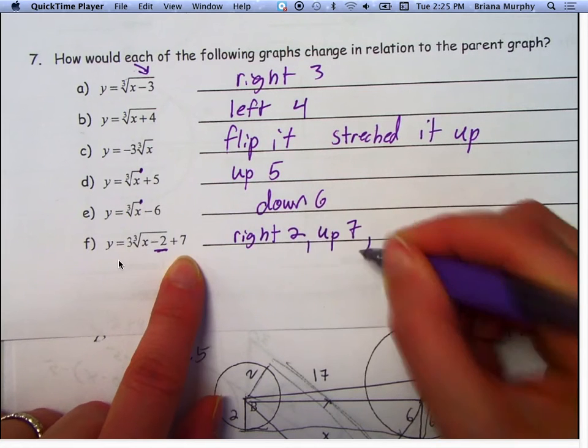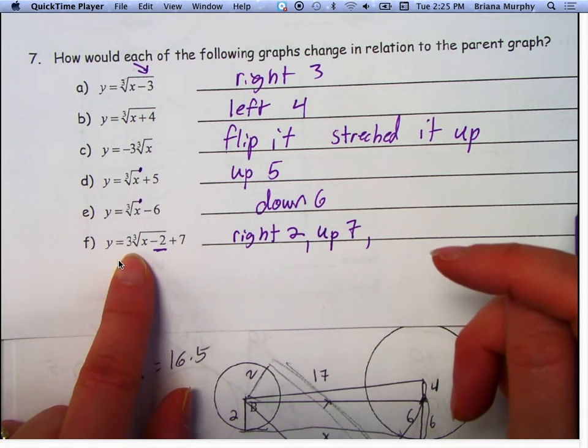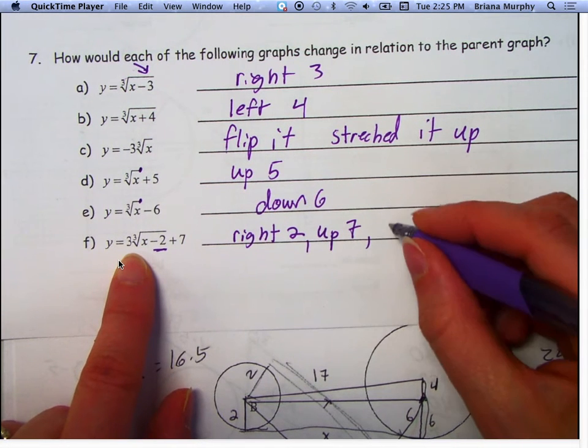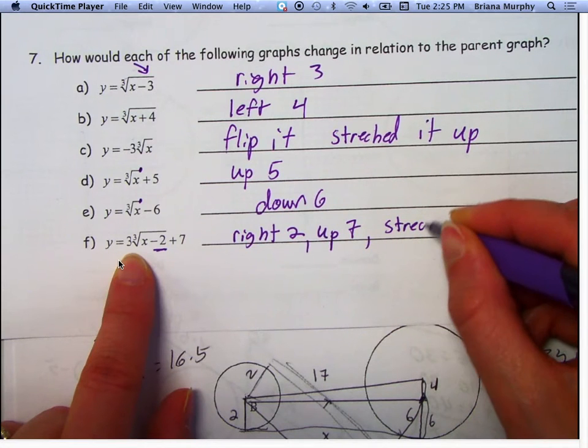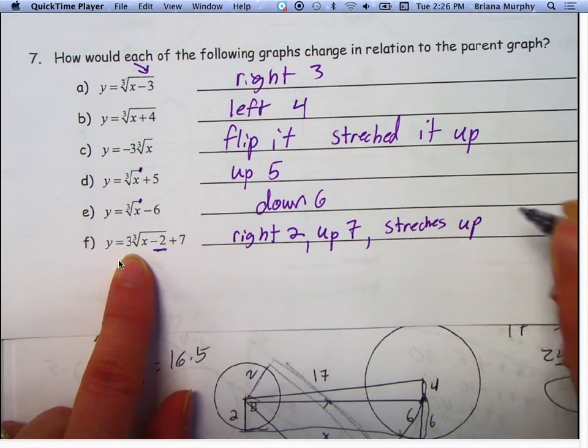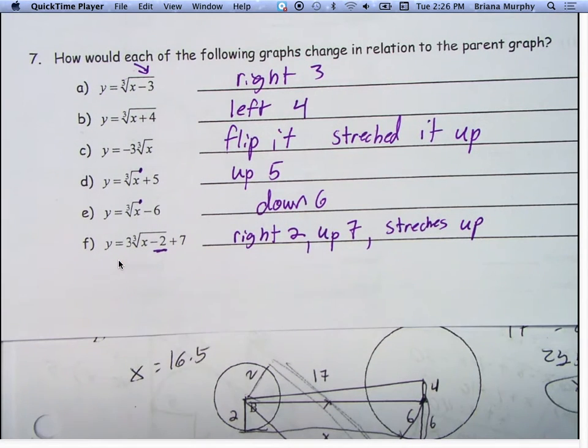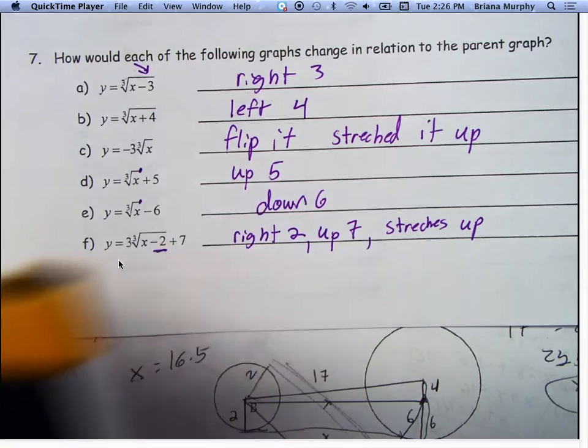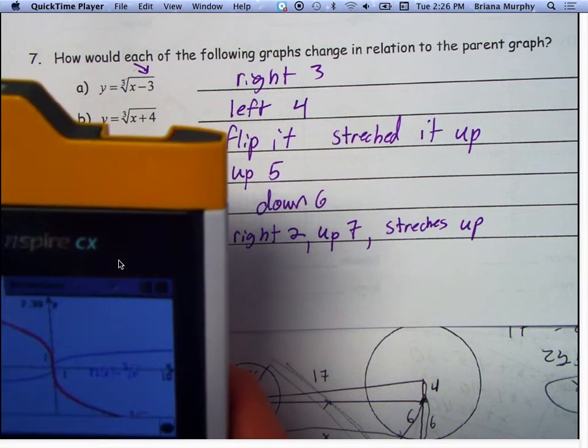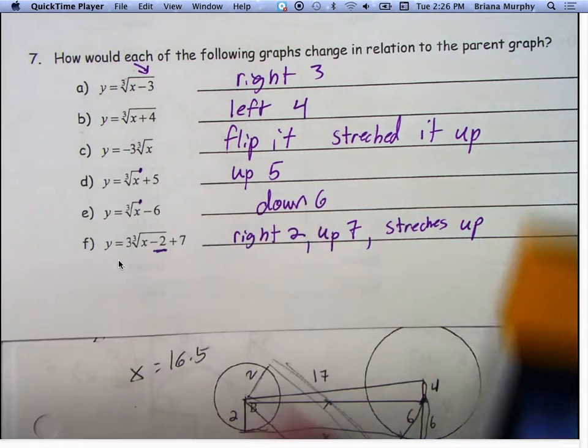Okay, now let's do A, the hard part. What's that going to do? Stretches it up, we're going to say. And it's opposite. If it's negative, I flip it and stretch it. So let's put that last one in. I'm going to show you. You don't have to do it on yours. Let me just do it on mine.